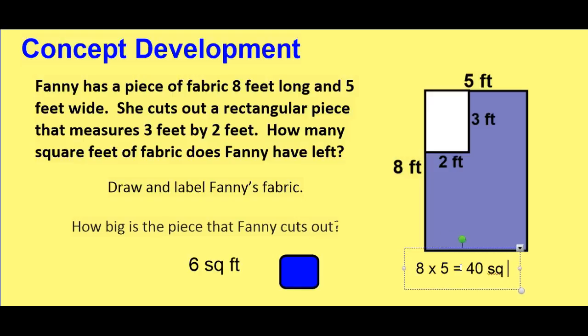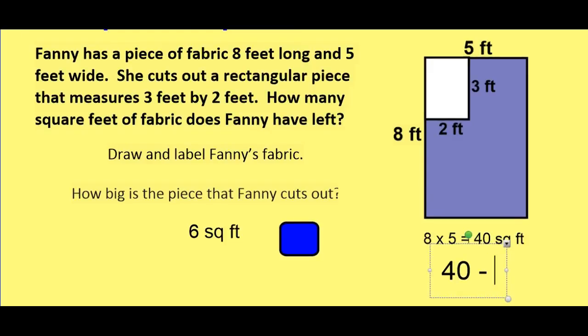Okay, so 8 times 5 is 40 square feet, so the entire rectangle right here is 40 square feet. So now all we have to do is 40 minus 6, and that's going to tell us how many square feet of fabric she has left over. So 40 minus 6, solve that, and push play once you have that done. Okay, so 40 minus 6 gives us 34 square feet. So that tells us that she has 34 square feet of fabric left over after she cut this piece out.